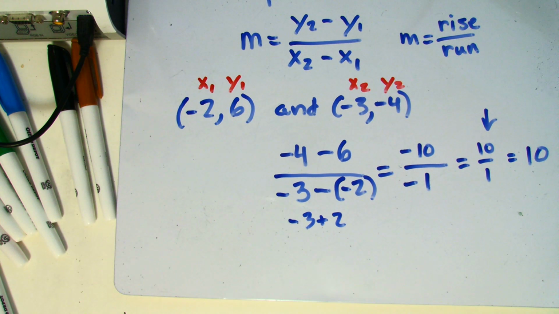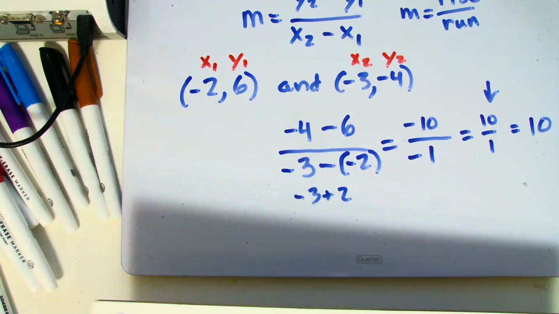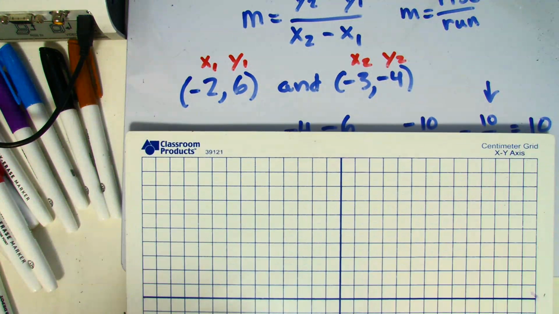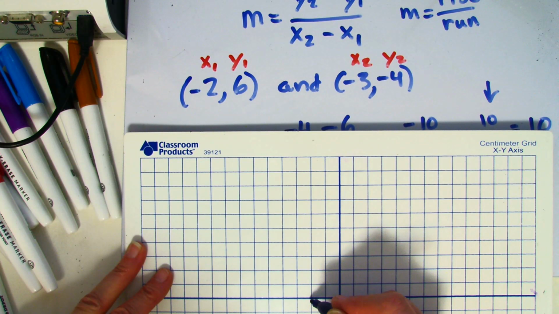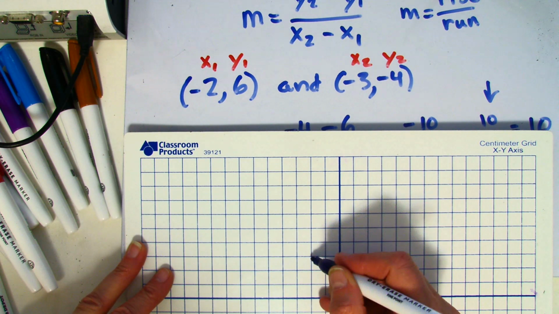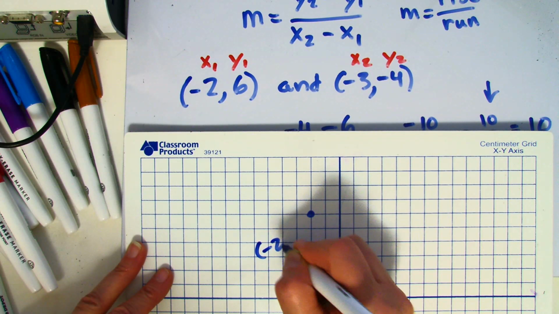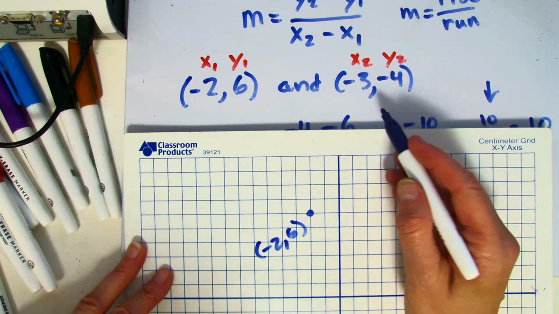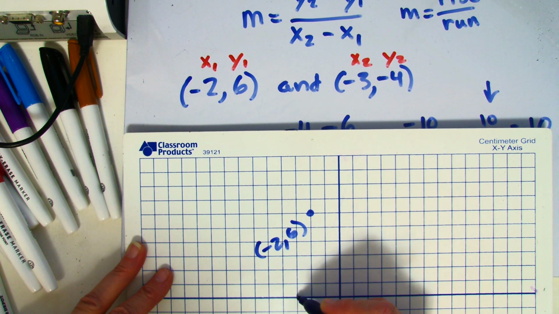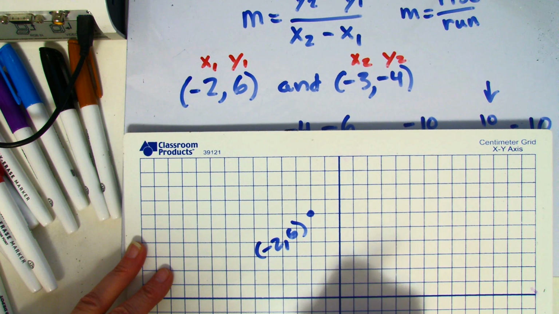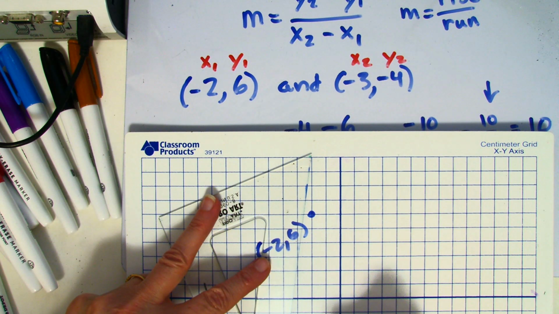Now let's go ahead and graph one of these. We'll graph this one. And we can double check by using the method that I first showed you. So if I go -2, 6 for my first coordinate point, so go across -2 to the left and up 6. 1, 2, 3, 4, 5, 6. That's my point, -2, 6. Now let's go -3, -4. So we're going to go to the left -3, 1, 2, 3, and we're going to go down 4. 1, 2, 3, 4. Okay. And this is -3, -4.